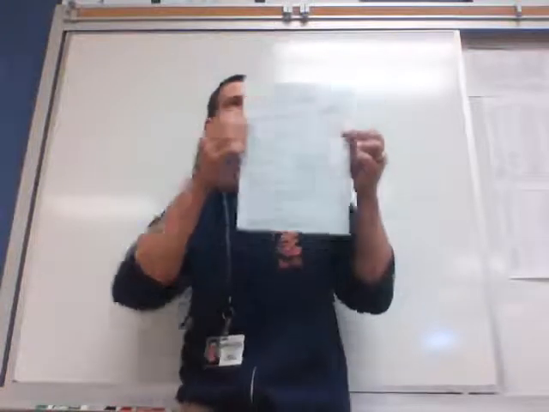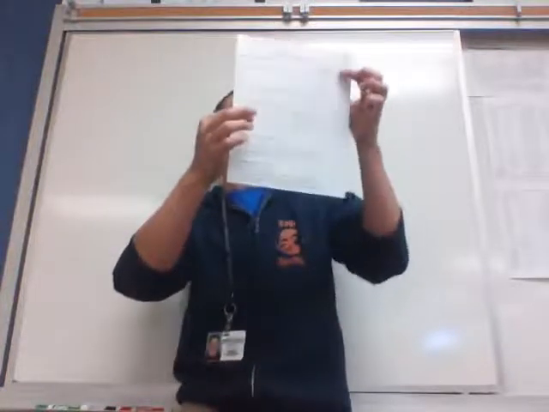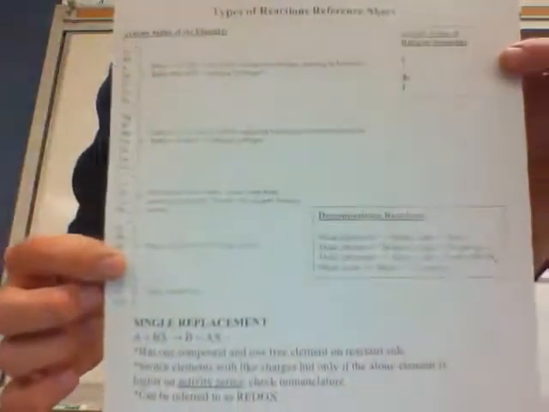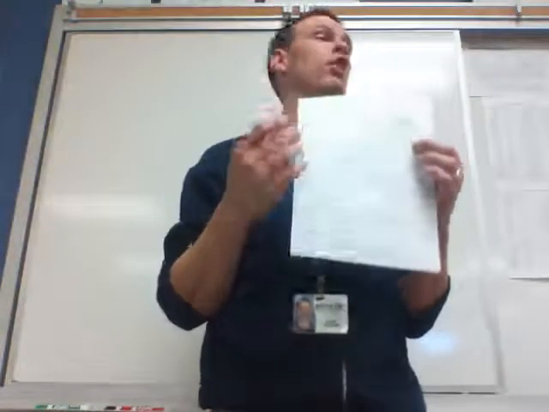Take a look at the new reference sheet that you received. You'll notice first that there's a long list here and a shorter list here. You do not have to memorize these lists. It's a reference sheet that you'll be given on the test. All right, we'll learn how to use these lists. They're called the activity series. We'll learn how to use them today.